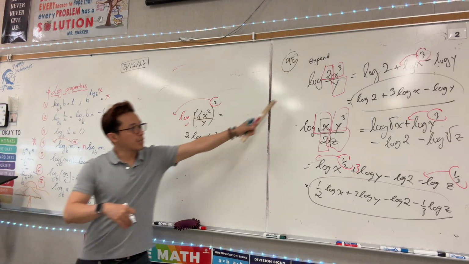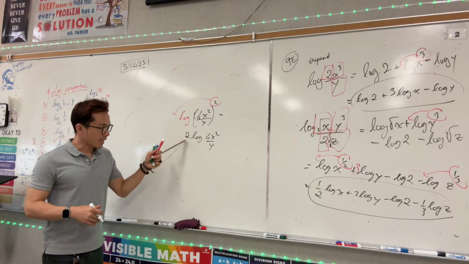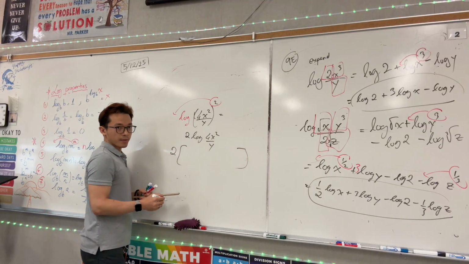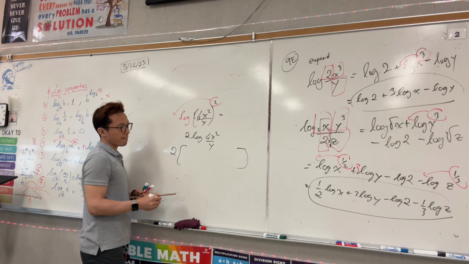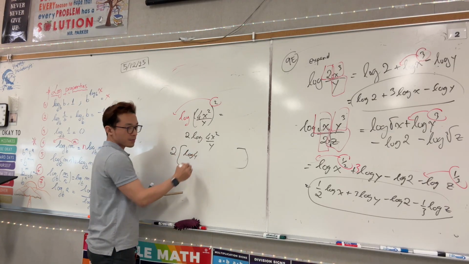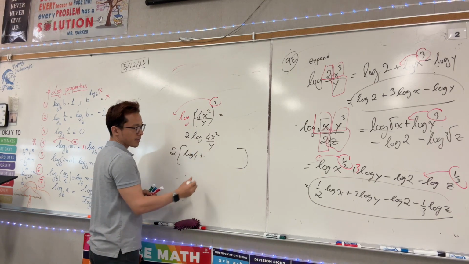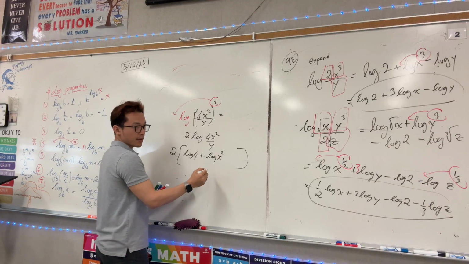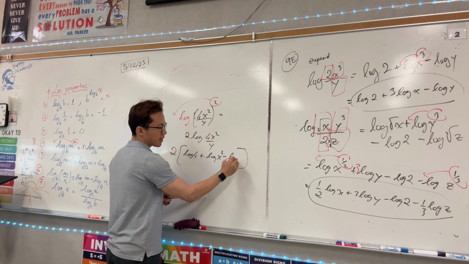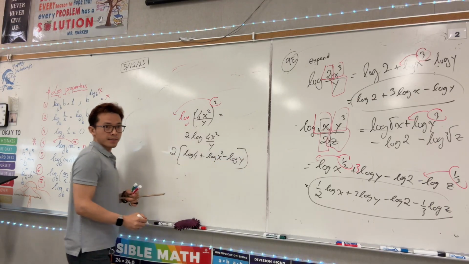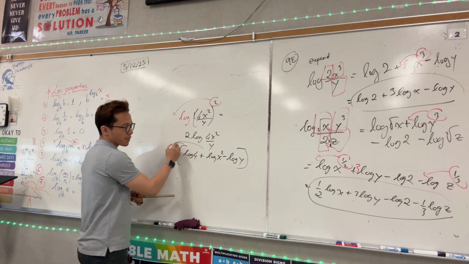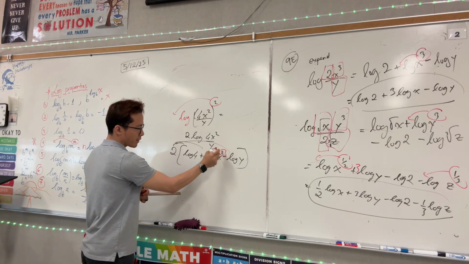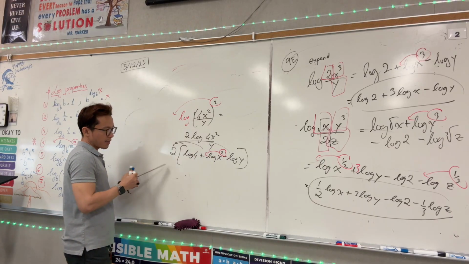Now do the same thing you did over here, except you're going to keep the 2 in the front. So it'd be 2 log 4 plus log x squared minus log y. And then you need to distribute the 2, and bring the 2 in here to the front as well. Either way, you can do whatever first.